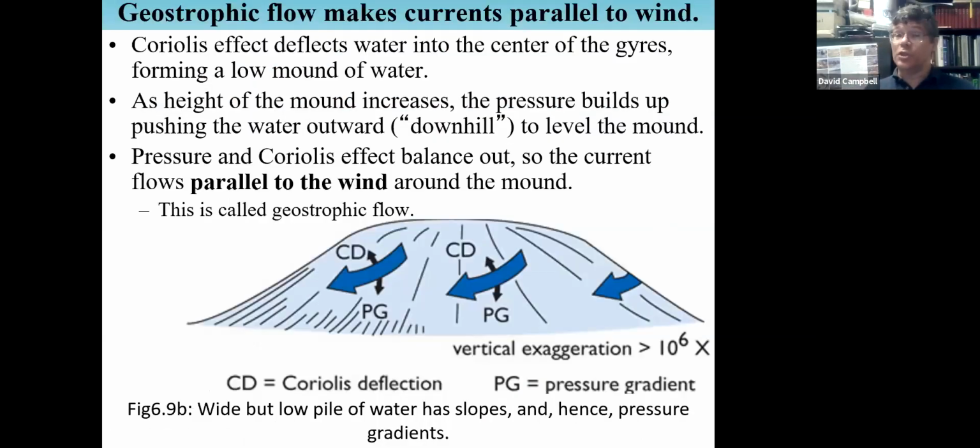This pattern is known as geostrophic flow, and it sets up currents that end up as parallel to the wind, but it's because of different factors balancing out. We still have Coriolis going on, but other things as well. Again, as our gyre is circling, water tends to push into the middle, and so you get a low mound. This is greatly exaggerated, so you can actually see anything. You can readily imagine if this were more than 1 million times flatter, it'd look just flat. So in order to see anything, it's got extreme vertical exaggeration.